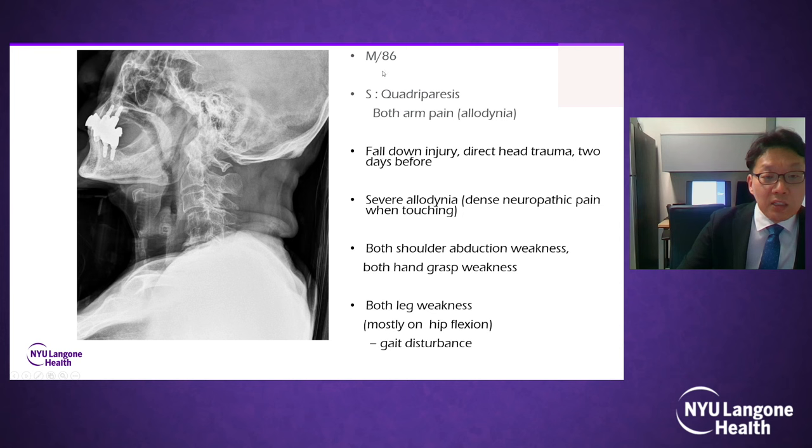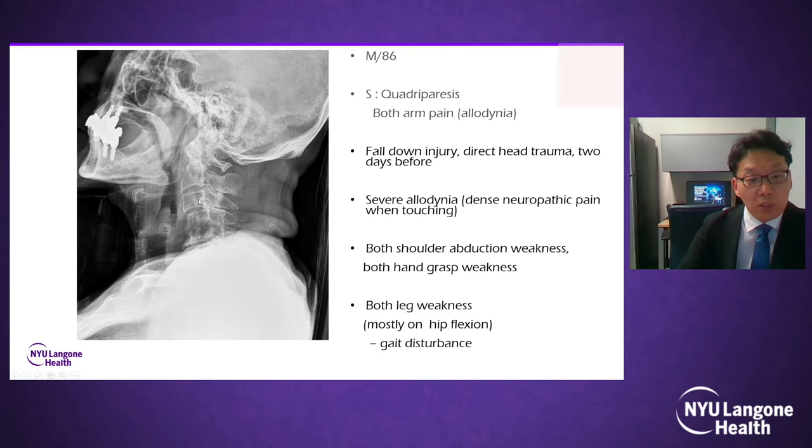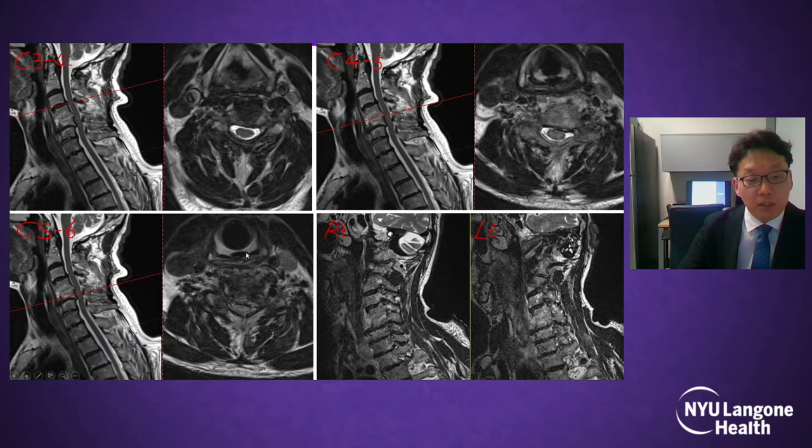The next case is about ULBD. An 86-year-old male patient complained of quadriparesis and severe neck pain, developed after a fall and direct head trauma. He has both shoulder abduction weakness, both hand grasp weakness, and both leg weakness. On X-ray and MRI, there was a slight central recess narrowing at C3-4, near fusion, spontaneous fusion of the C4-5 disc level, and severe degeneration at the levels below.